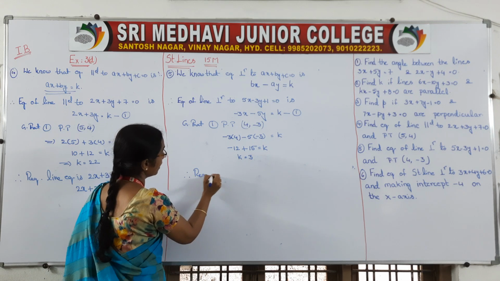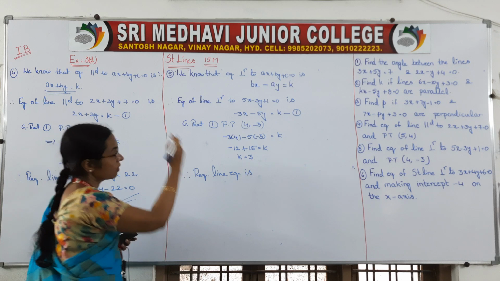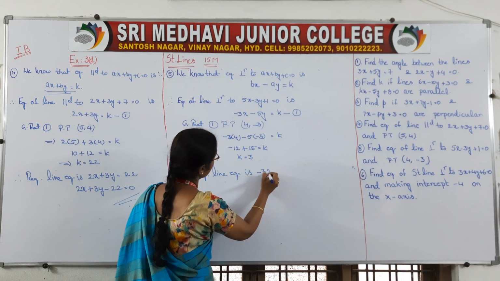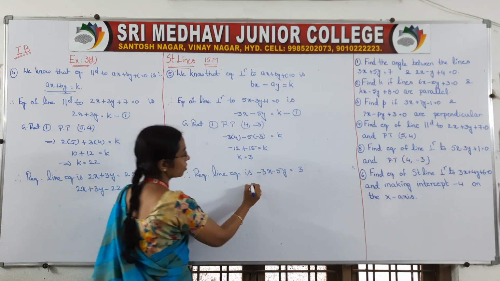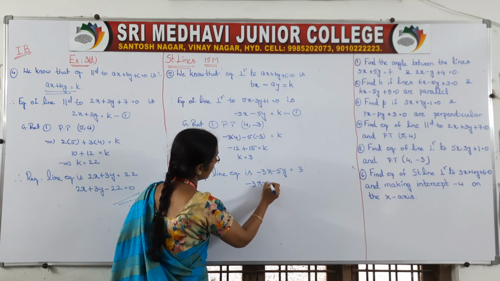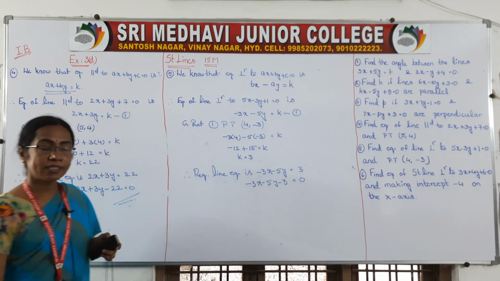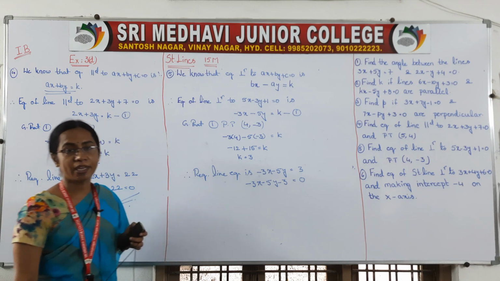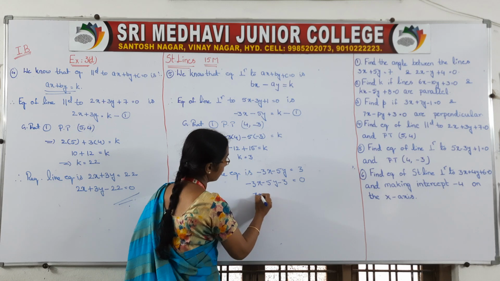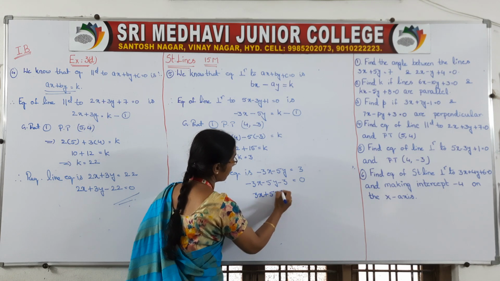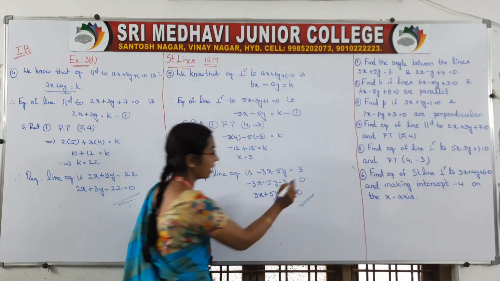Therefore the required line equation is, from 1, what is your required line equation? Minus 3x minus 5y is equal to 3. So we can write this as minus 3x minus 5y minus 3 is equal to 0. I said so many times the first term should not be negative. So multiplying both sides by minus 1 you will get 3x plus 5y plus 3 is equal to 0, the required line equation.